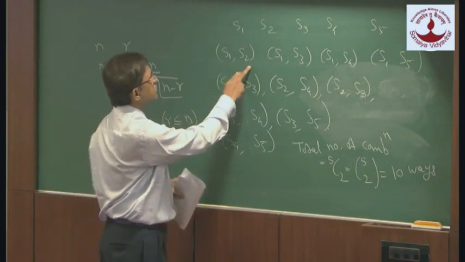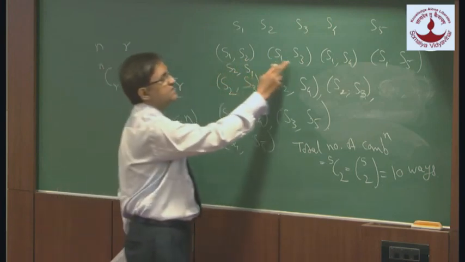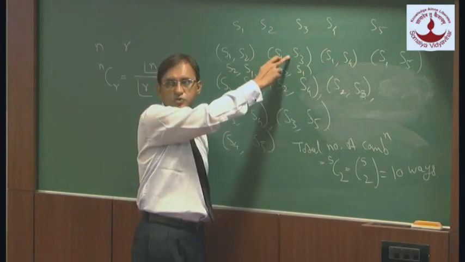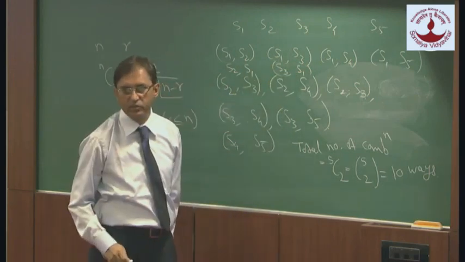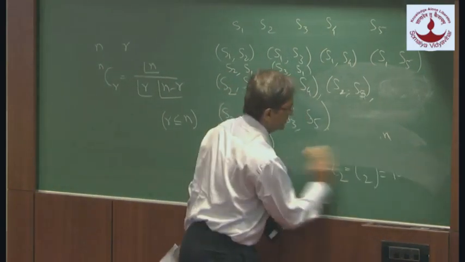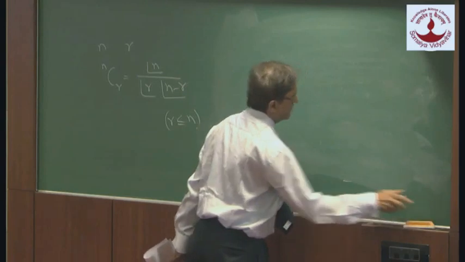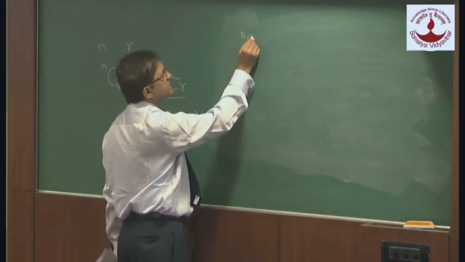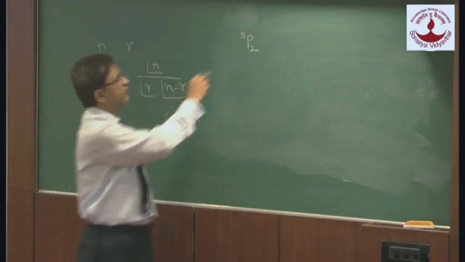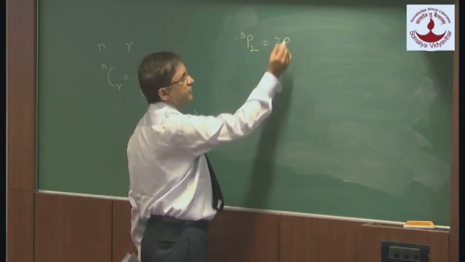So for each of these combinations, either you have S1, S2, or you will have S2, S1. Similarly, either S1, S3, or you will have S3, S1. So these two are different now, because the order of selection is important. That is known as permutation. So from 5 objects, any 2 objects can be permuted, or arranged, in 5P2 ways, and you will get the answer 20.